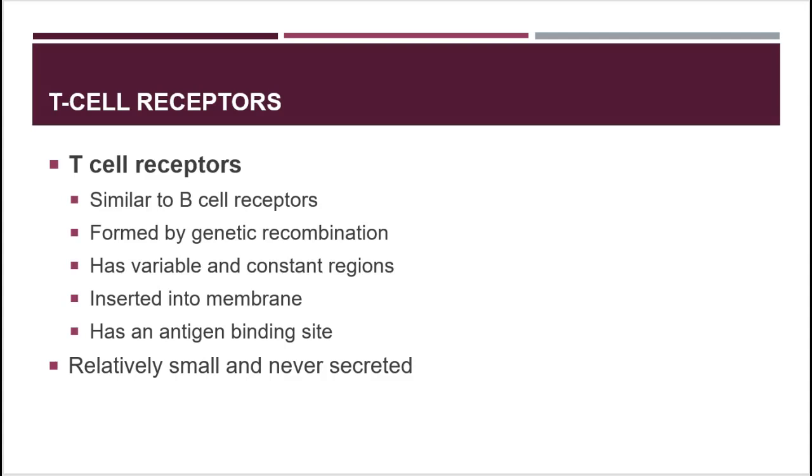So T cell receptors, while they also vary, and they are going to be specific to a very specific antigen, and their variability allows for a huge variety of T cells that will recognize innumerable antigens. These receptors on the T cells are never going to be secreted into body fluids. So you're not going to find these in the blood or in the lymph fluid.